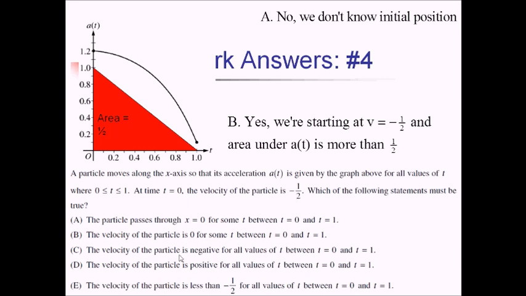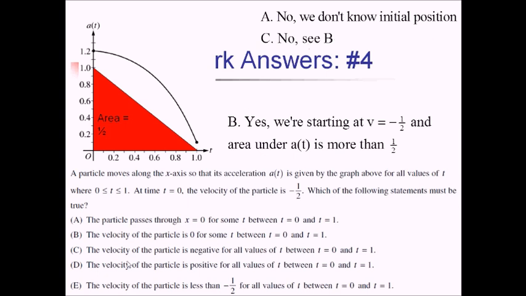Looking at some of the other answer choices, in case that wasn't enough to convince you just yet, choice C, velocity of the particle is negative for all values of t between 0 and 1. Well, clearly it isn't. We just proved in answer choice B that we're adding more than 1/2 to that value. So that means that we're going to end up with at least some positive values for velocity.